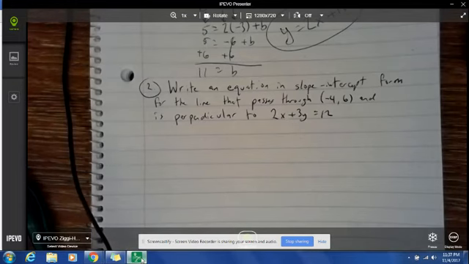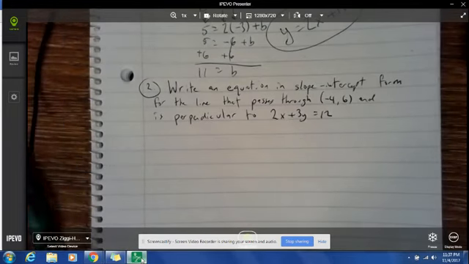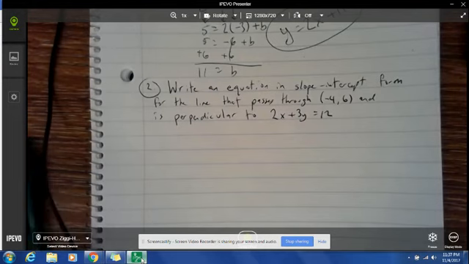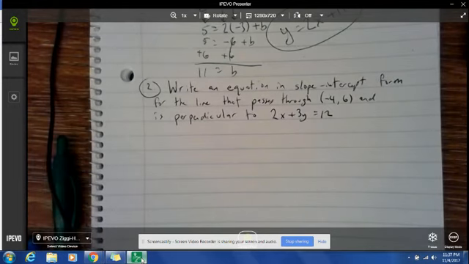Okay, here's our second thrilling example. Write an equation in slope-intercept form for the line that passes through (-4, 6) and is perpendicular to 2x + 3y = 12. All right, so this one is perpendicular.